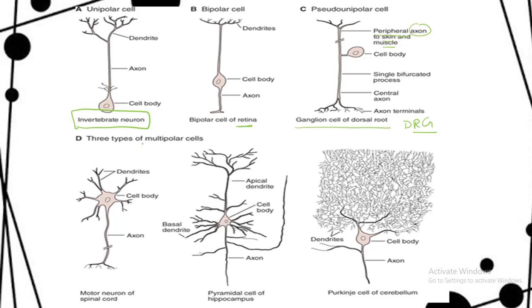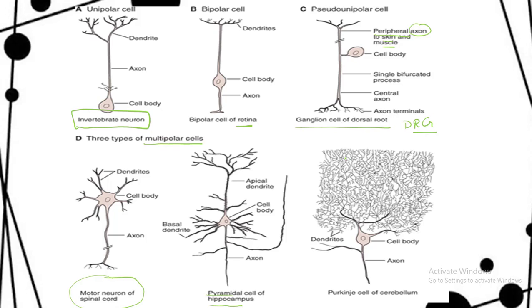Then there are multiple types of multipolar cells. This is the classical type of neuron which we draw. This is actually a motor neuron of the spinal cord, the classical example which we draw in every exam, and every book gives the example of the multipolar neuron. These multipolar neurons are motor neurons. Then another type of cell is the pyramidal cell of the hippocampus, and the Purkinje cells of the cerebellum. You can see here the dendrites form such an extensive network to increase the surface area for getting information.